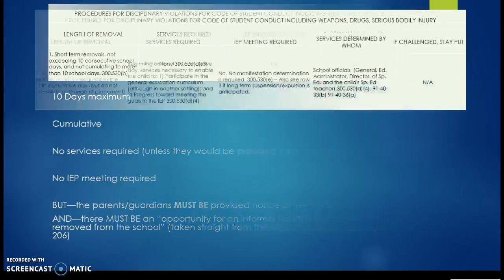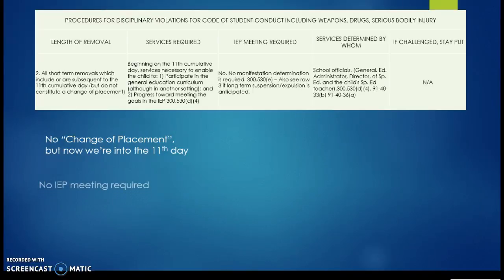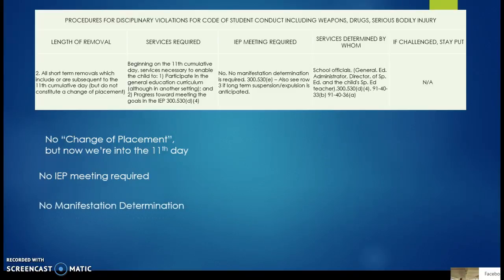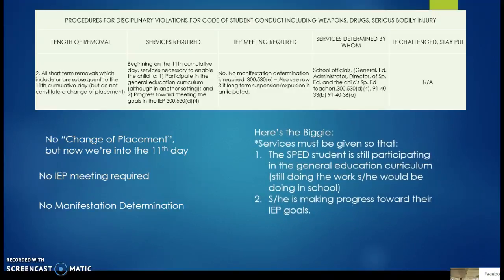Now the next row is just a little bit different, but not really a whole lot. Now we've hit the 11th day, so what do we do? We do not have to have an IEP meeting yet, but the child must be given services so that they continue to make progress toward meeting their IEP goals. We also need to take a look at all of the suspensions that the student has had and decide, are they substantially similar?